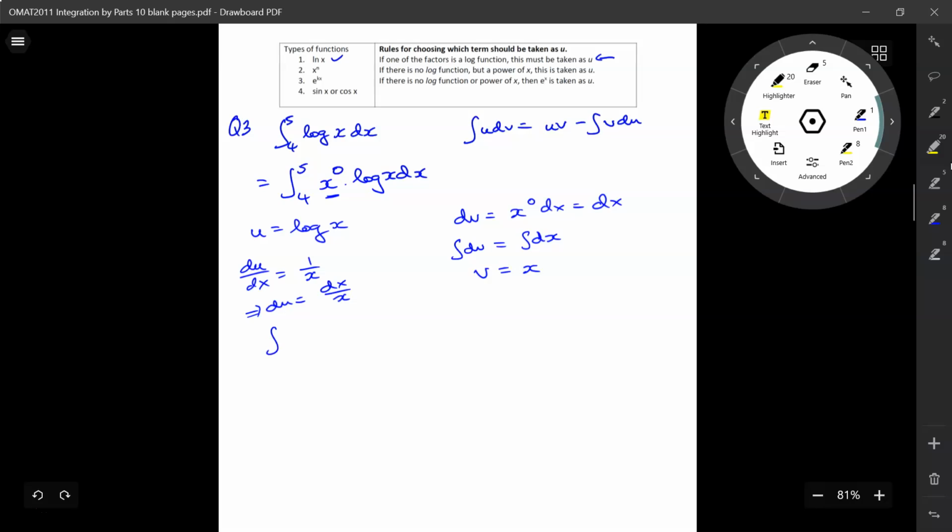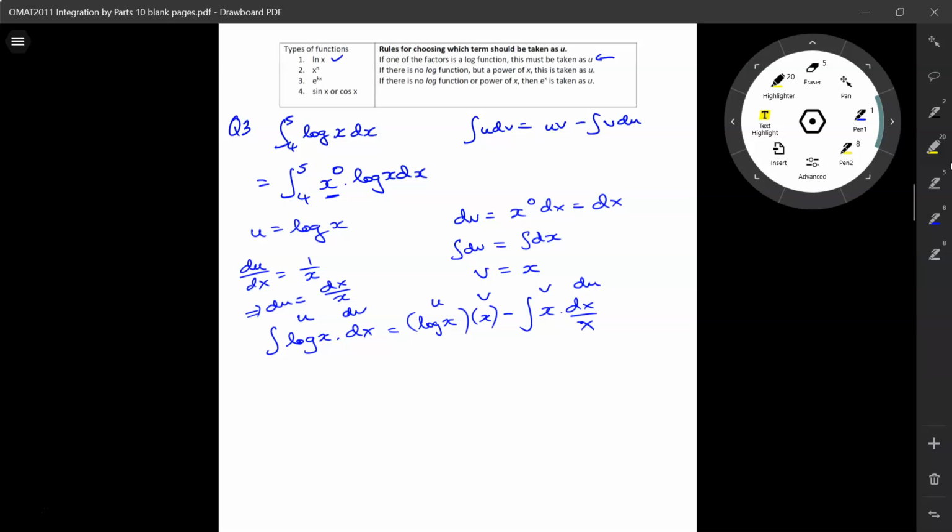We plug the values into our integration by parts rule. So u is log of x, dv is dx. So we have what we started with, and that is equal to u times v, so it's the log of x times x, minus the integral of x, and over here we have dx over x. So that's my u, that's my v, and that's my du, and here we have u dv. You can see we have all the values correctly plugged into that formula, and that gives me x times the log of x minus, and you can see here that that x cancels with that x.